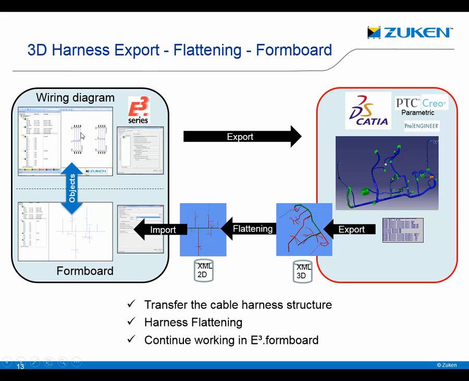It's also possible to do modifications and use the same loop again, exporting this to the 3D MCAD system. And later on, if you do some modifications here, you can use the export function and the flattening, and then there is an update function to update an already existing formboard.